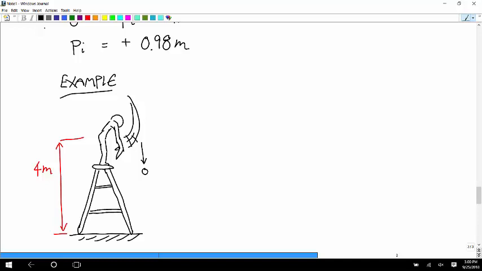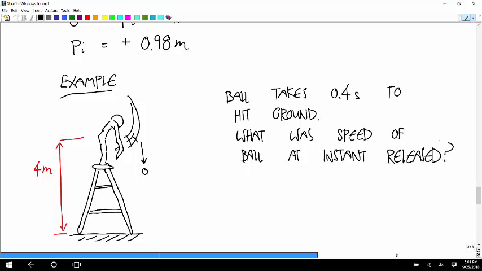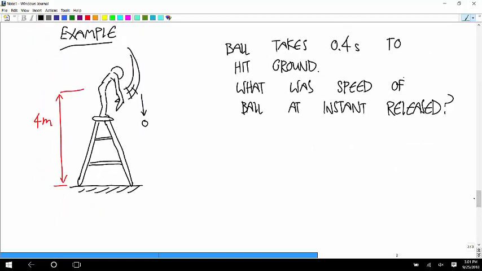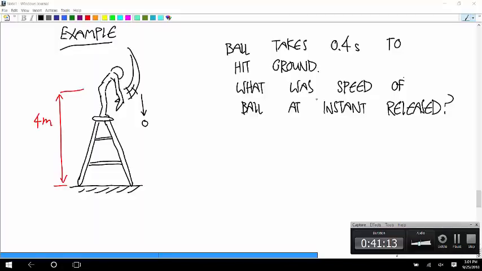And the ball takes 0.4 seconds to hit the ground. What was the speed of the ball at the instant it's thrown? Okay, see if you can work through that one.